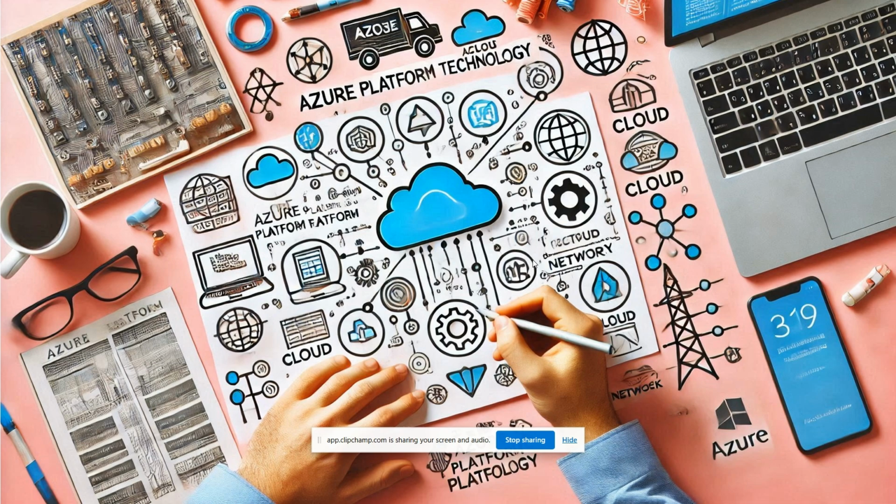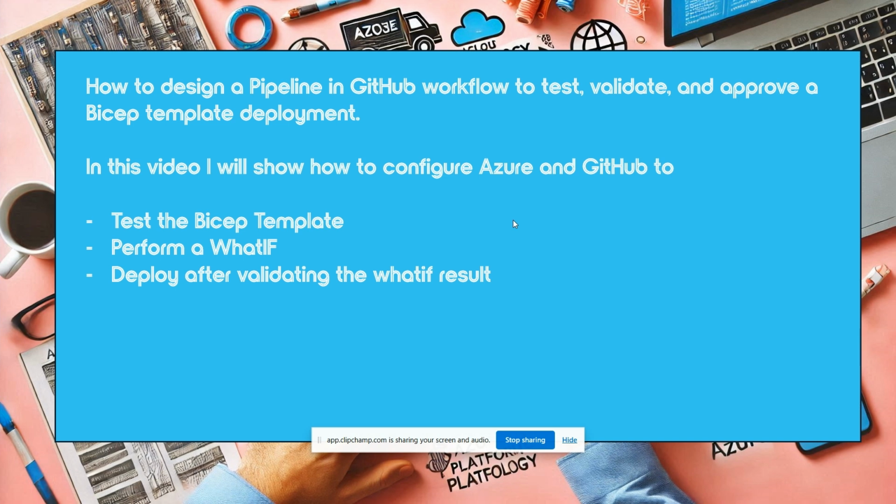And today's talk is about GitHub workflow with Azure Bicep. So, how to design a pipeline in GitHub to test and validate a Bicep pipeline and approve it before the deployment. Because in some cases, we want to be able to validate the deployment to be sure that what we are doing will not do any harm.